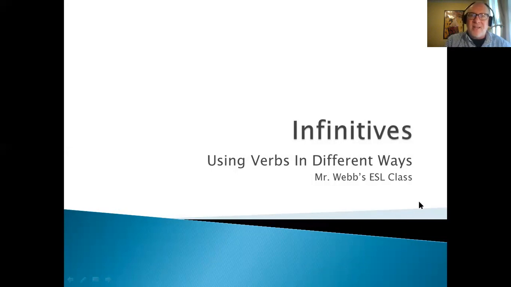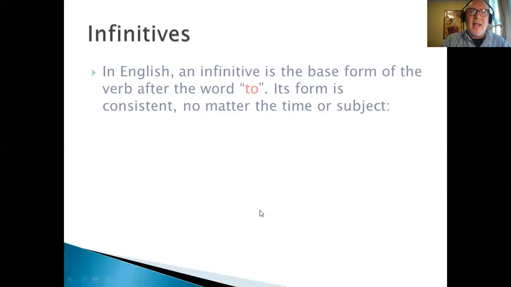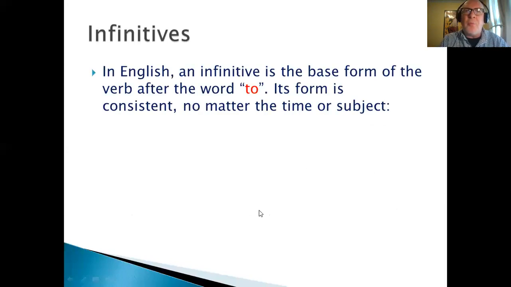Okay, infinitives. Let's talk about infinitives. An infinitive in English is the base form of the verb after the word to. Like I was saying a minute ago, that word to is very, very important to your infinitive. Its form is consistent no matter the time or the subject. So we need no S, no ing, no ed, no changes to infinitives. So let me show you what I mean.